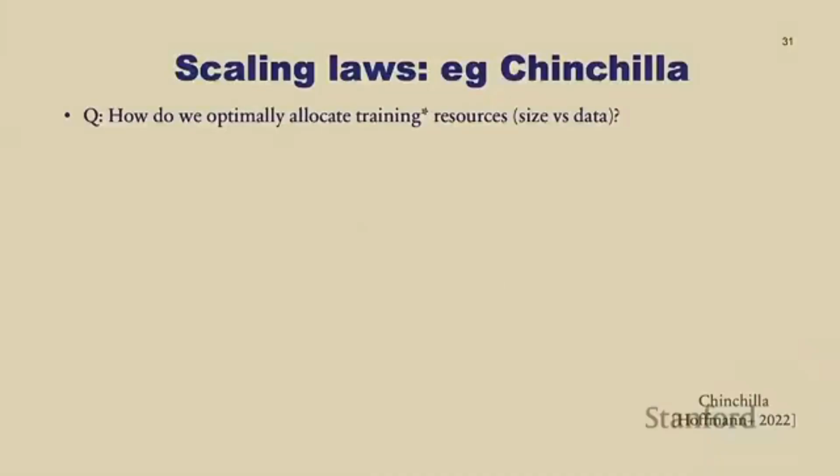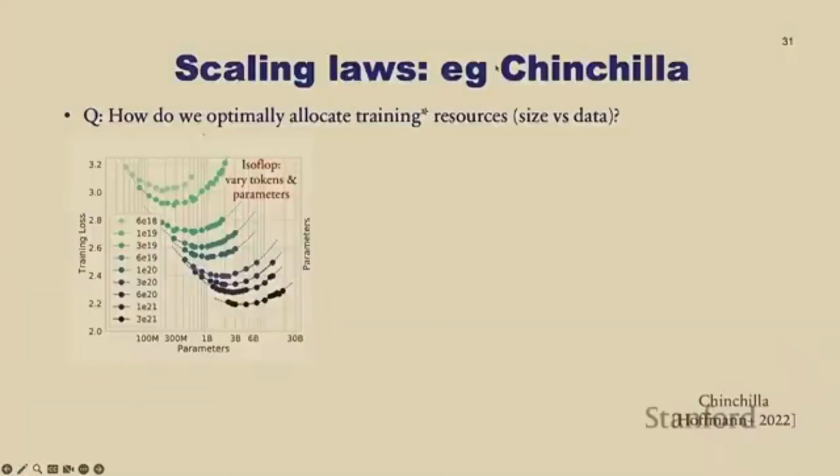Another really cool thing you can do with scaling laws is ask yourself how to optimally allocate training resources. Should I train larger models? We saw that it's better when you train larger models, but it's also better when you use more data. So which one should I do? Should I train a smaller model on more data, or a larger model on less data?